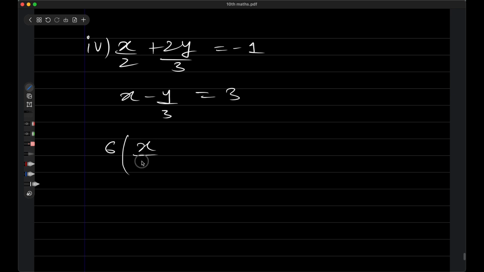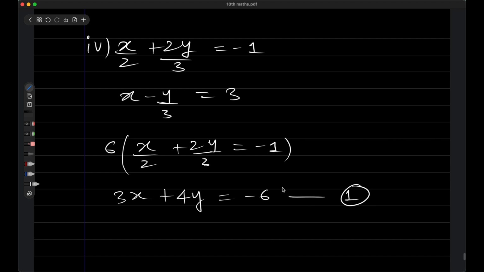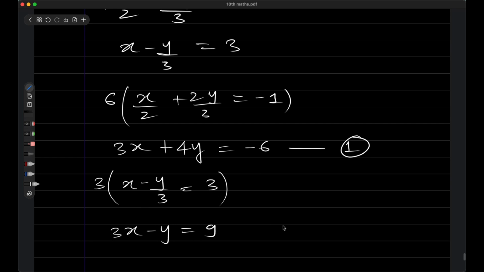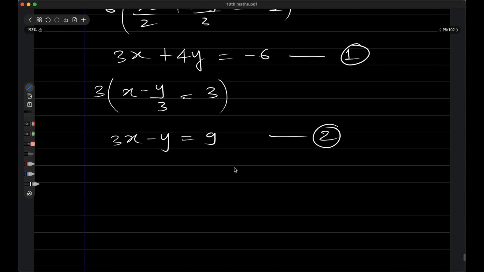6 into x by 2 plus 2y by 3 equals minus 1. We will get 2 threes are 6, so 3x; 3 twos are 6, so 2 twos are 4, equals minus 6. This is the simplified first equation. For the second equation, the denominator is 3, so we will multiply the equation by 3. We will get the simplified second equation.